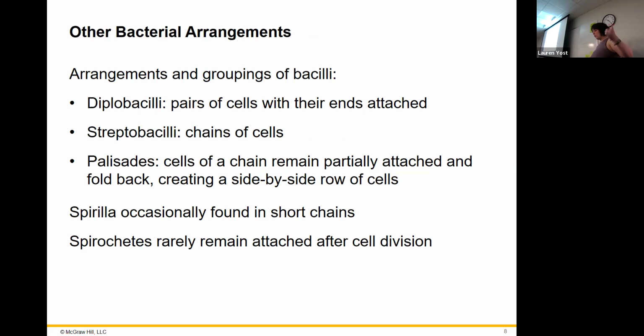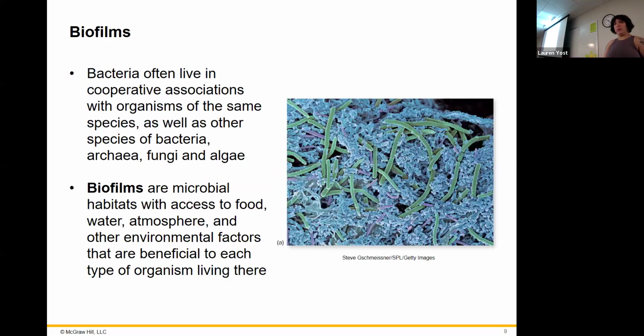So that was the cocci, right? The bacilli can also do diplo, so they can be in pairs. You can also have strepto, so it'll be in long chains of the long rods. And then we also have something called palisades. For the bacilli, palisades are whenever you have the rods up next to each other like fence posts. It's when they divide off the ends of one another and just live like that. All right, that's all I care about for those.